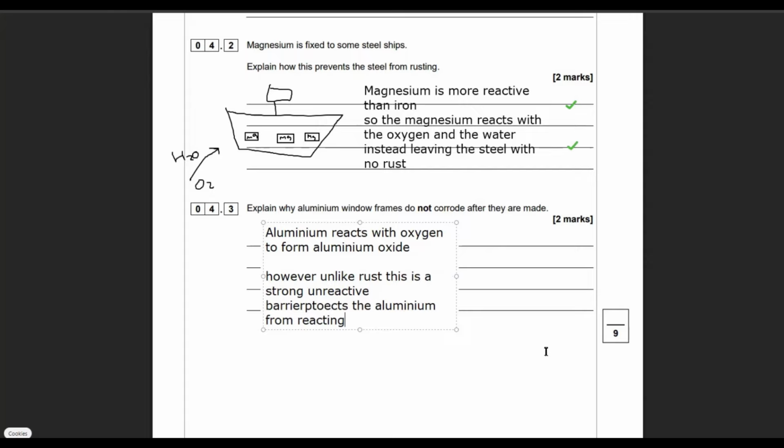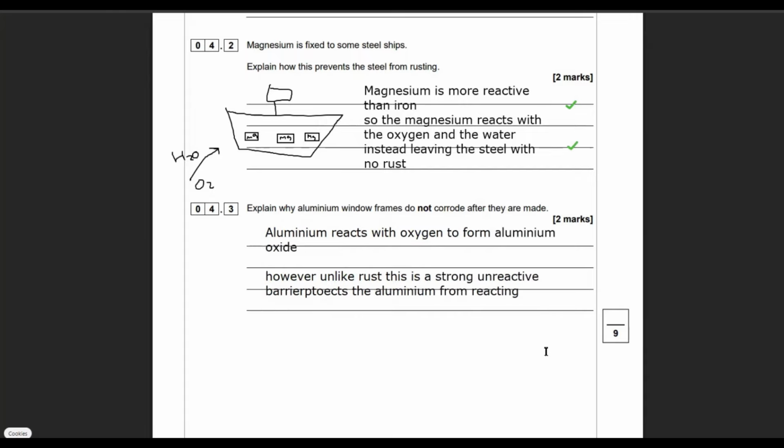Iron oxide, hydrated iron oxide, i.e. rust, is orange and flaky. You don't want your iron to become iron oxide because it's orange and flaky and brittle and it makes holes in things. So it's no good on your bridge, your car, your bike. But aluminium reacts with oxygen and forms aluminium oxide. It very quickly reacts with oxygen in the air to form a silvery white coating of aluminium oxide.